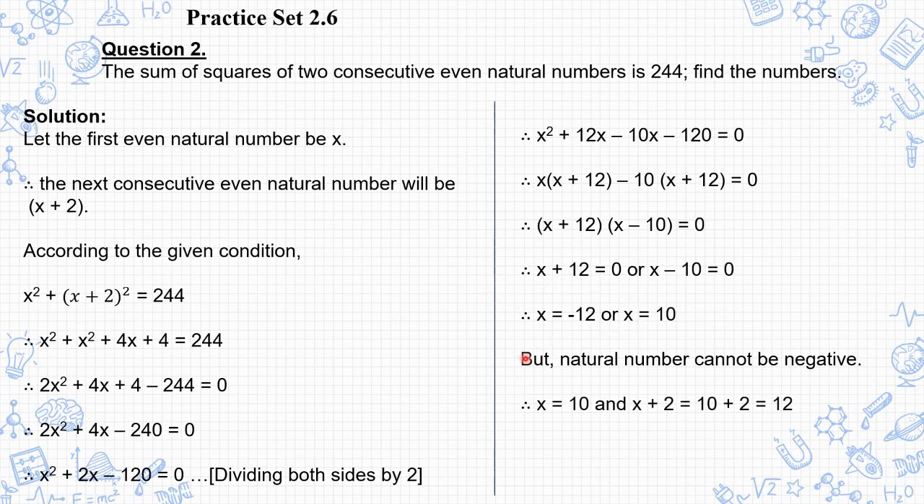So the even natural number is 10, and after 10 the next consecutive even natural number will be 10 plus 2, that is 12. So the two natural numbers are 10 and 12.